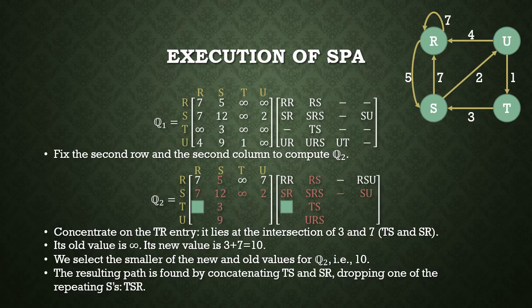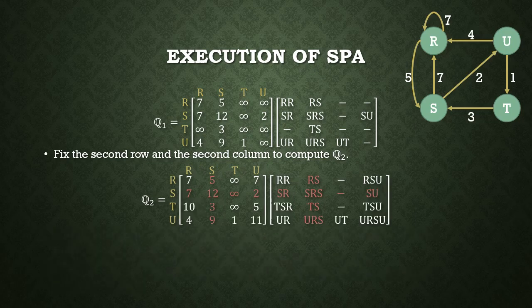The resulting path is found by concatenating TS and SR, dropping one of the repeating S's. We get TSR. So we have just completed selection of the entry for TR. Move to TT. The old value is infinity. The intersection values are 3 and infinity, which will give infinity. Let the old value be.